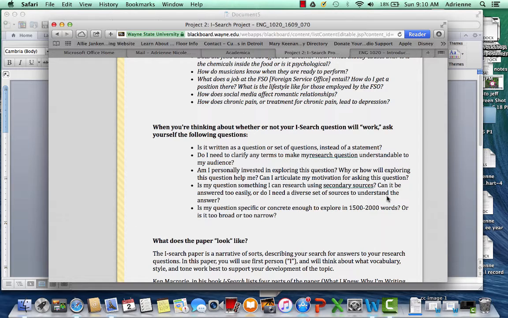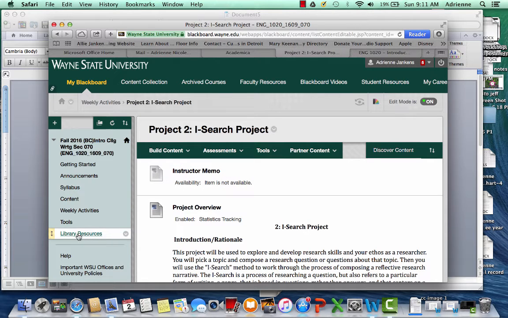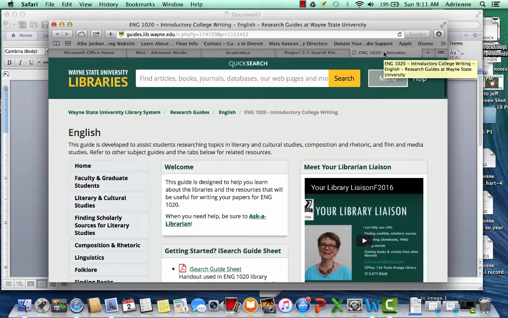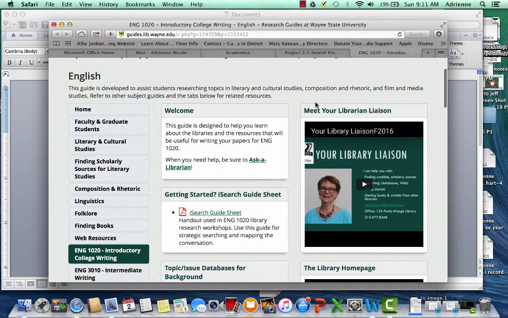So thinking about these questions is going to get you started on figuring out which research question you have that's going to really work for the project. A good next step this week would be to click on the library resources link on the left side of our Blackboard site. And when you do that, you're going to find yourself taken to the English Research Guide. This guide is constructed and maintained by our English library liaison, Judith Arnold, and really takes you right to the kinds of databases and resources that are useful for the projects that you're asked to write in English classes.